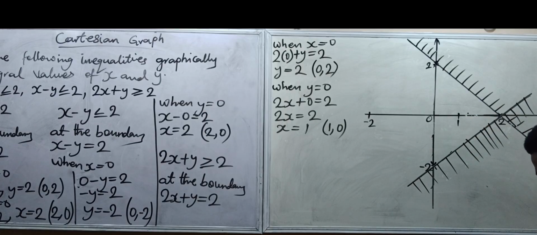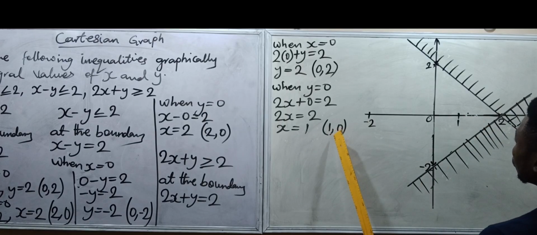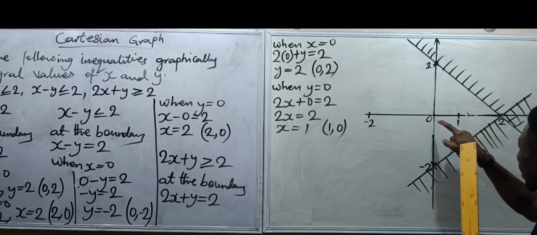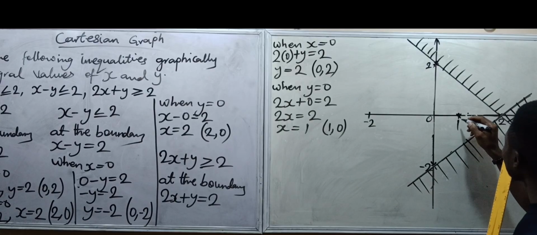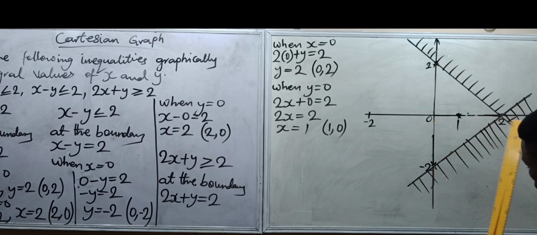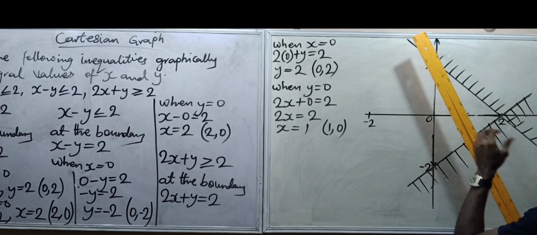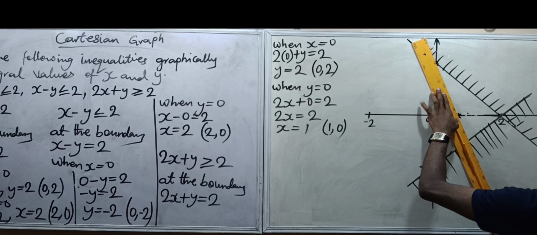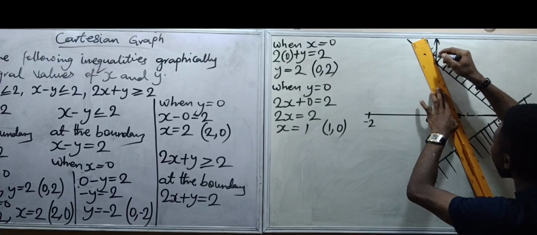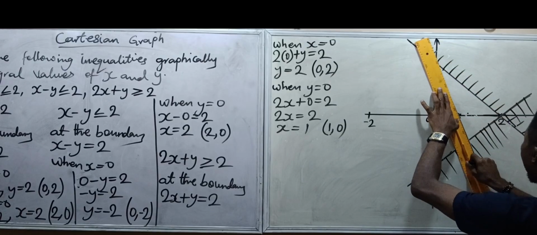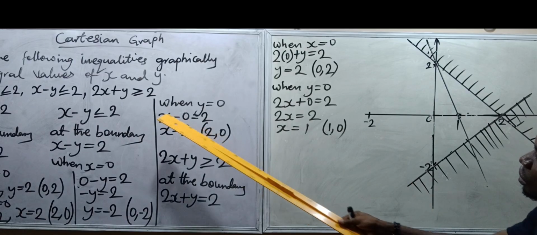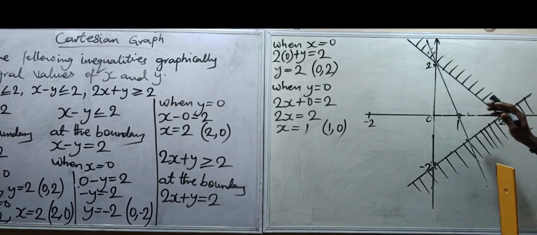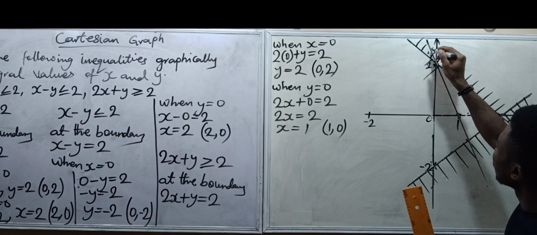This is 1, that is 2. So if x is 1, y is 0. So another point is here. This is 1. So we need to connect this line to this one. Right? And then because it is greater than or equal to, that means this is the wanted part while this is the unwanted part. So we shade this area.